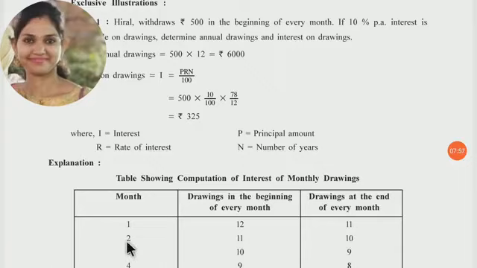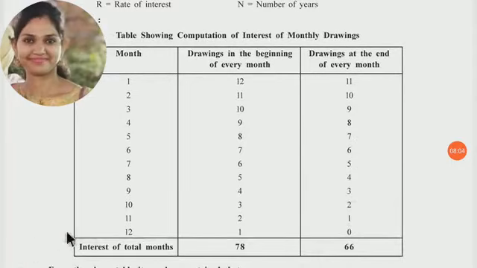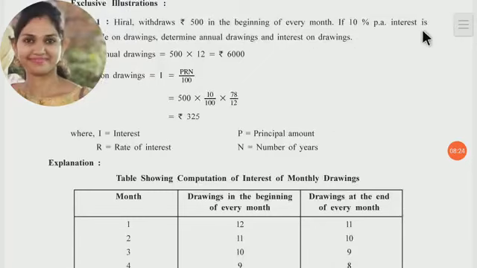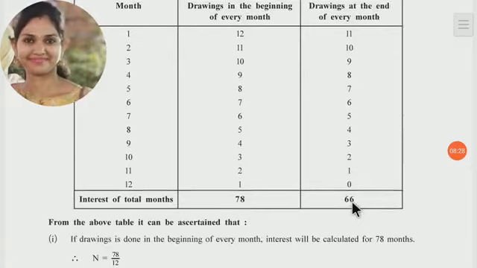Then for the second drawing she has to pay interest for 10 months. Then 9, 8, 7, 6, 5, and the last drawing she will make on 31st December, and the year is complete on 31st December. So for the last drawing there will be no interest. So the total of 11 plus 10 plus 9, down to plus 1, is equal to 66. So whenever the end of the month is given, you have to take the number of months as 66 by 12.